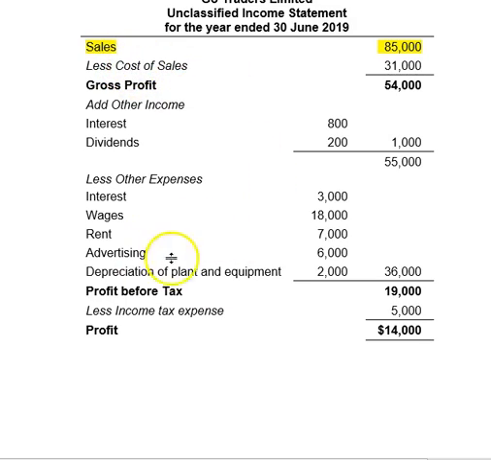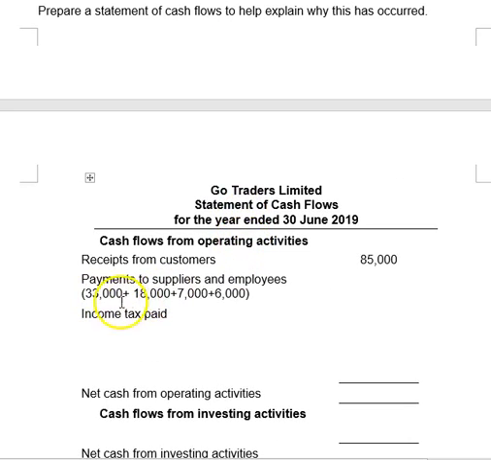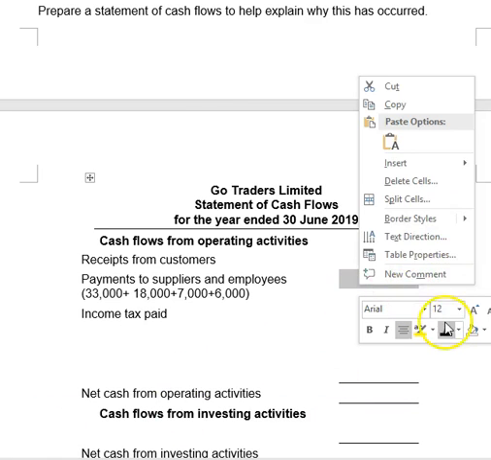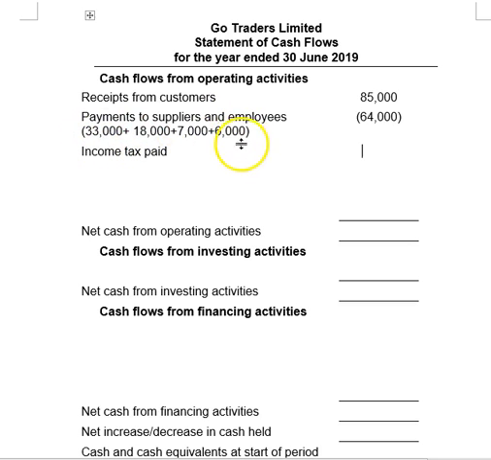So these are all the payments to suppliers and employees that we have recorded, and then we need to add everything up. So we have 33,000 plus 18,000 plus 7,000 plus 6,000. So altogether we have 64,000.